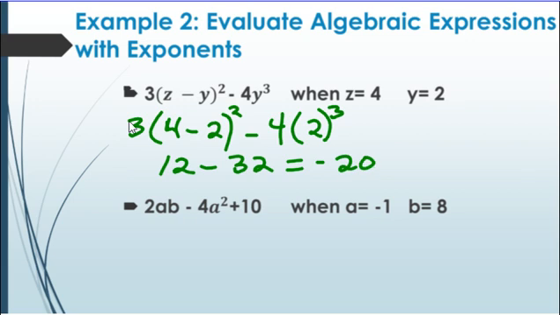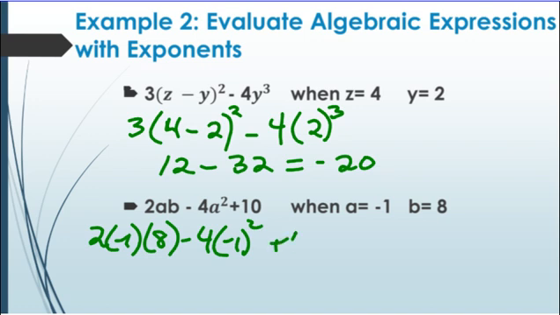Next one, a is negative 1, b is 8. So 2 times negative 1 times 8 minus 4 times a, which is negative 1 squared, plus 10. 2 times negative 1 is negative 2, times 8 is negative 16, minus 4 plus 10 equals negative 16 minus 4 is negative 20, plus 10 is negative 10. This one was from the previous slide. Just use this again for another review.